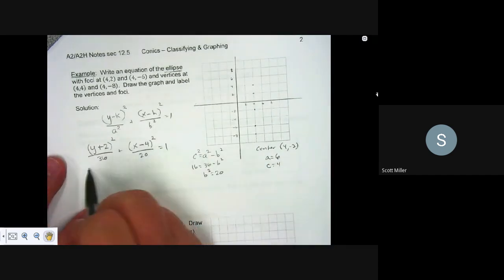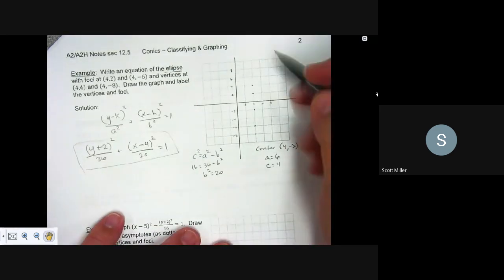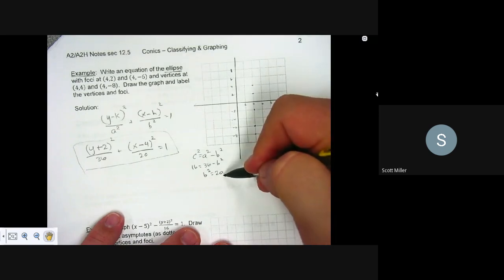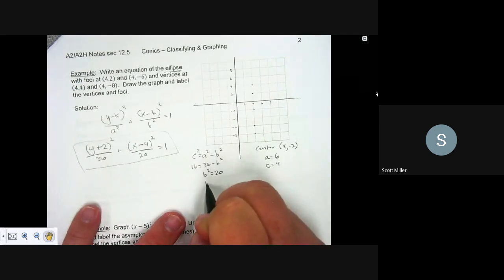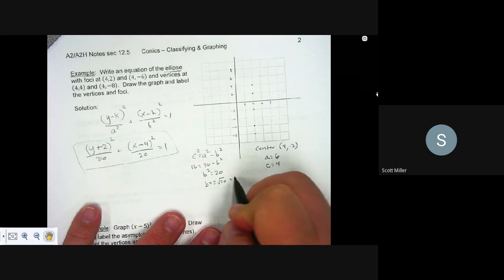So there's my equation. And then over here, we're going to graph our ellipse. The distance on the minor axis is going to be the square root of 20. You can evaluate that to get an approximate value. So B is plus or minus the square root of 20, which is 4 times 5, so plus or minus 2 square root of 5. You can use a calculator to get an approximate decimal value.